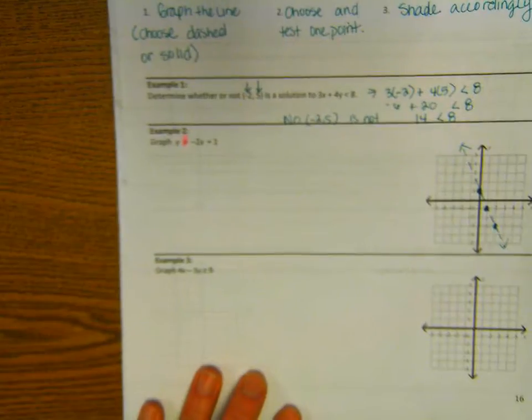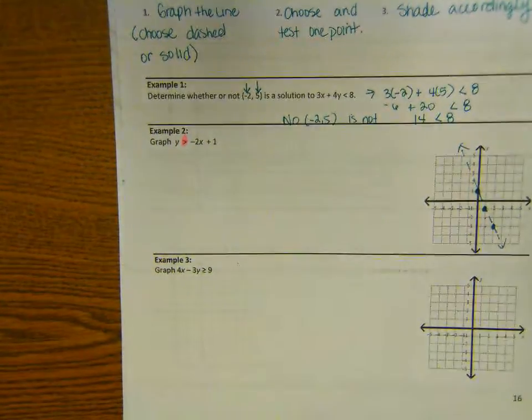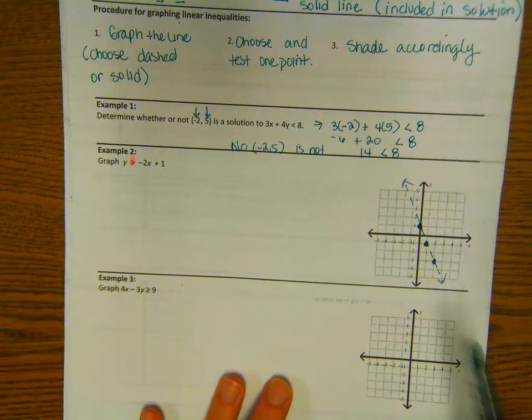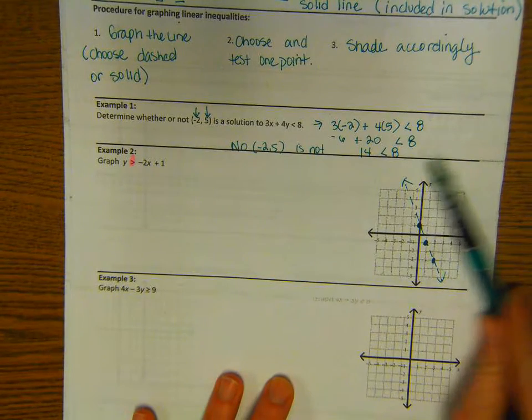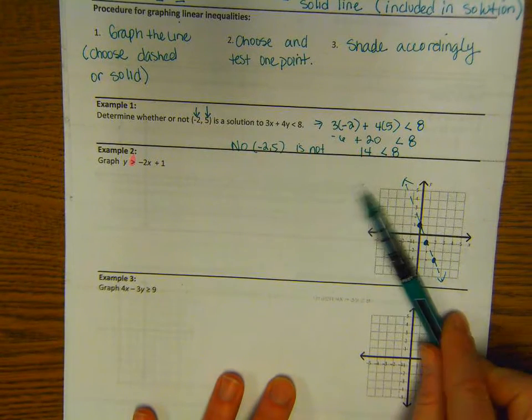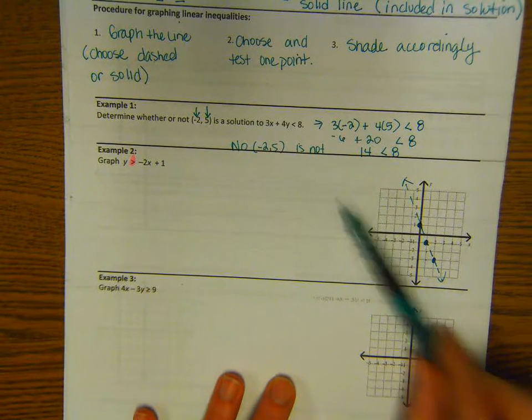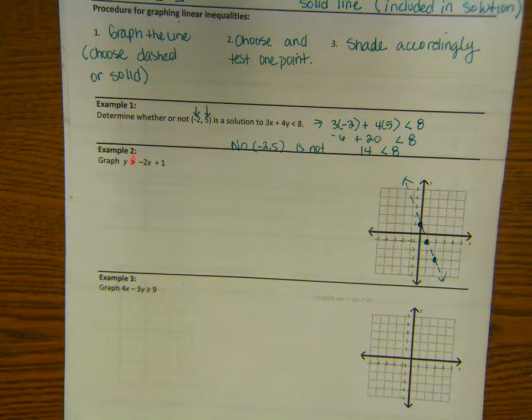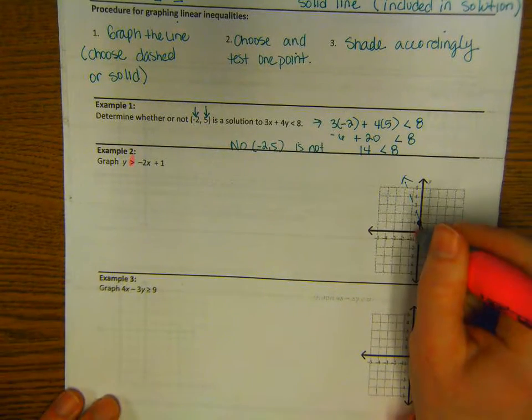A dashed line. Now I have to choose and test one point. There are two regions here: up to the right, that could be the solution, or down to the bottom and left. You can pick any test point you want. I'm going to pick 0, 0, and very clearly 0, 0 is right here. So it is below and to the left.